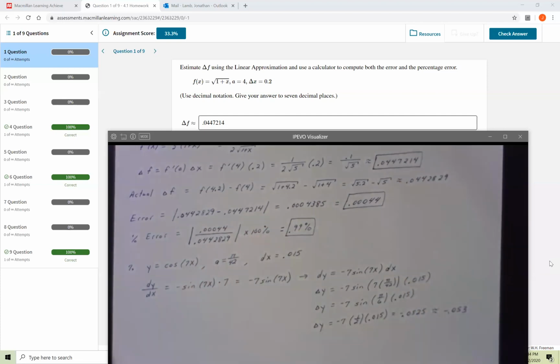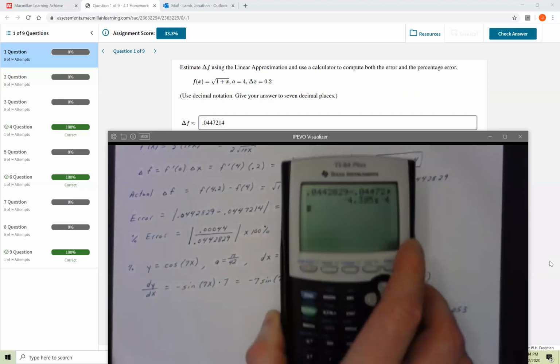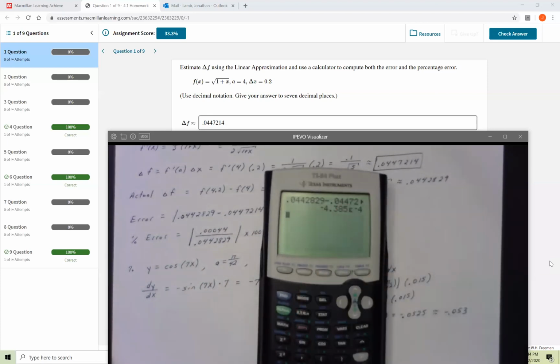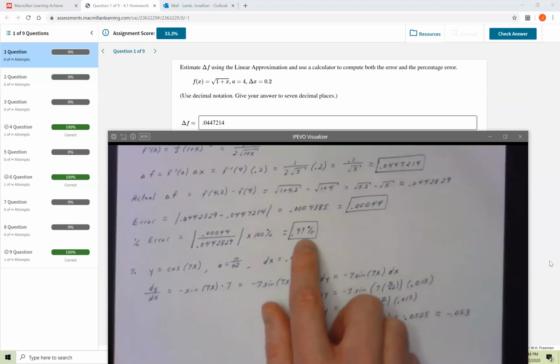When I did this on the calculator, I got the 0.99. So notice I have the error already in here. You can ignore the sign. Divide that by 0.0442829. Multiply that by 100. And again, keep in mind, it's going to tell me it's negative. I know it's an absolute value, so I just ignore the negative. And I'm getting the 0.99 there, which will match my answer here.